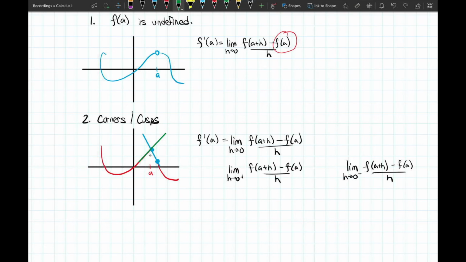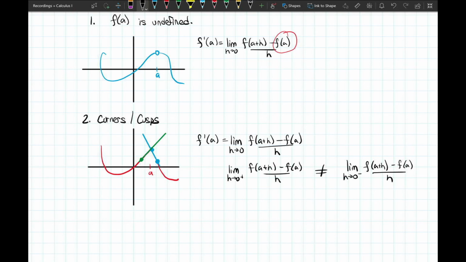And as we take these points and get them closer and closer to a, you can see that their slopes are never going to agree on the same value. And because the slope when we come from the right is different from the slope as we come from the left, we can't actually say that the two-sided limit exists. We can only say that maybe each of the one-sided limits exists, but we don't have a derivative. So we would say it's not differentiable at a cusp or a corner. And even this isn't the only example of a potential problem.